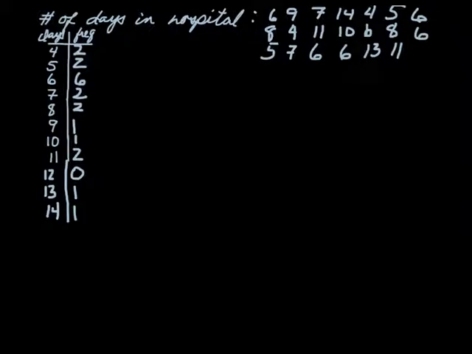So here's an example of a very typical problem that you'll have to do. Number one, you're given all this data over here, which has to do with the number of days somebody has to spend in the hospital. And then what they asked me to do is make a frequency table right here. So the next thing I'm going to do is make a frequency histogram. So why don't you do that?